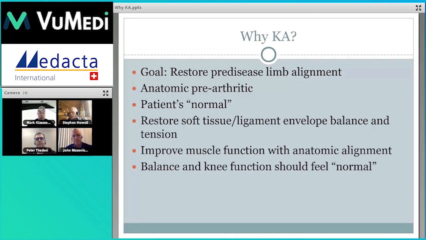That's what we do with partial knees, and partial knees tend to function at a higher level than total knees. I'd like to see us bring the total knees up to that level, and I think we're getting there more and more, and one of the ways of doing that is through kinematic alignment. I think it'll improve function with an anatomic alignment, and the balance and knee function should then feel normal.